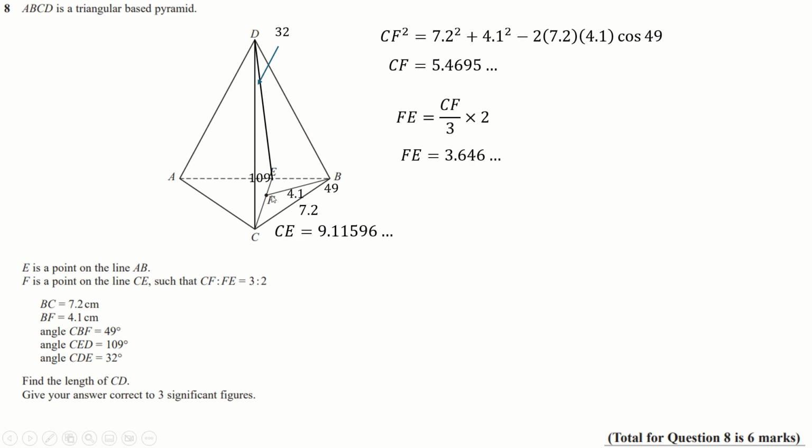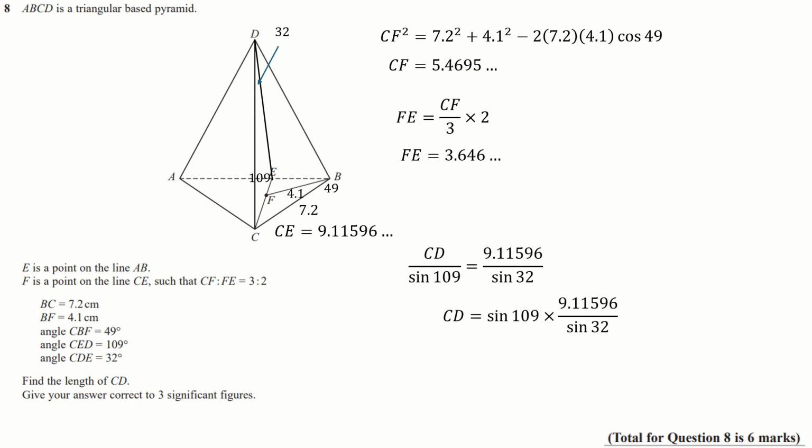And then you need to turn your head to the side and realize that actually you've got a very useful triangle here, which has a complete sine rule set up in it, because you can say that CD over sine 109 is equal to CE, which you know, over sine 32, just using opposite angles. And that's just sine rule times by sine 109. You should have ans in your calculator whenever you're working with this. So just do sine 109 times ans over sine 32, and you end up with this, again, to 3 significant figures.